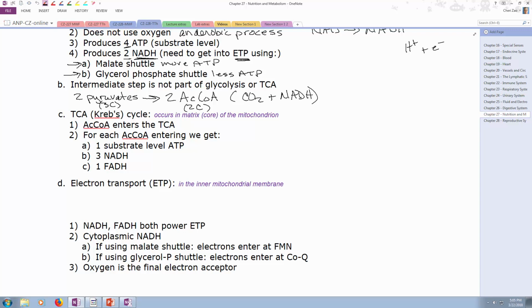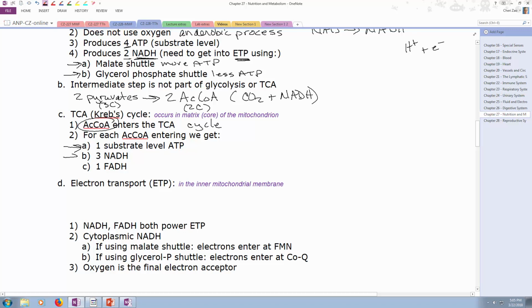But what's important with the TCA cycle, that's where our acetyl-CoA will then enter the cycle. And a cycle sounds like a circle. And indeed, it is a circle, and it occurs over and over again. As long as you feed it, it will continue to go around and around the wheel, so to speak. And for each acetyl coenzyme A that we put into the cycle, we will end up with 1 substrate level ATP. So for a glucose molecule, we get 2, correct?